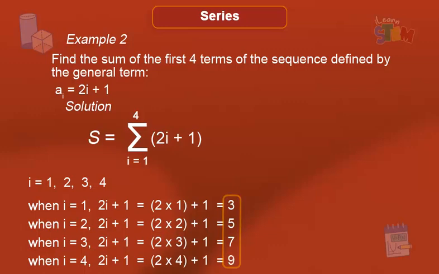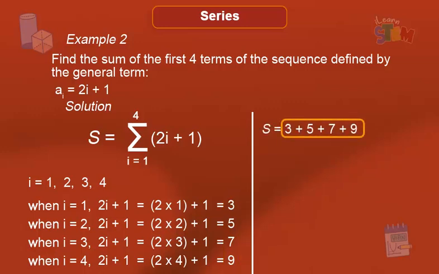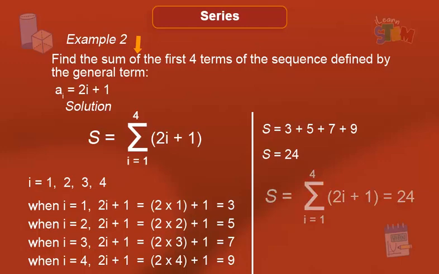Now that we have calculated the first terms of the sequence, we'll add them up to find the sum. Add these terms together with your calculator. The result is 24. Therefore, the sum of the series is 24.